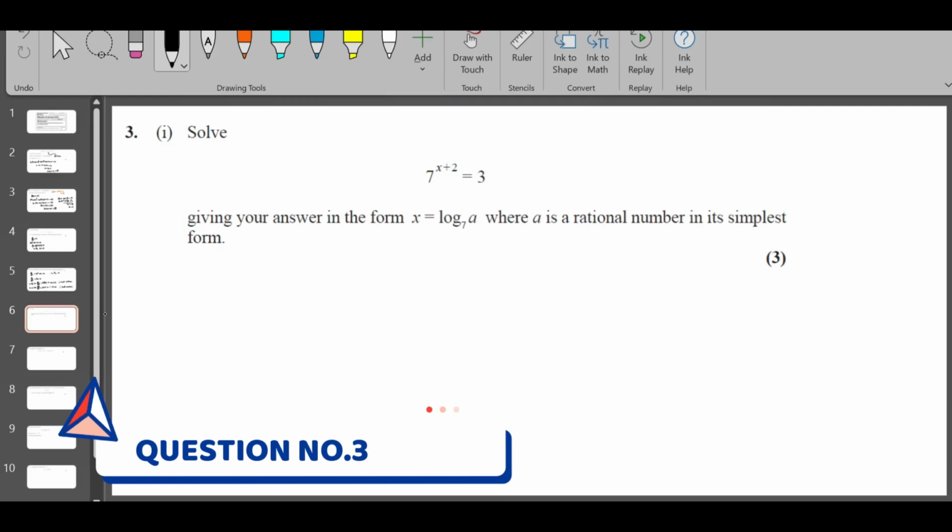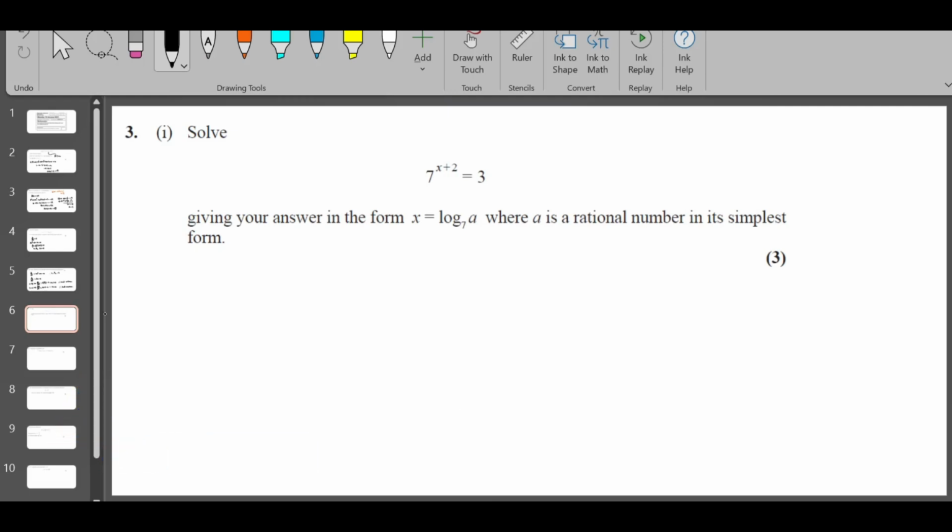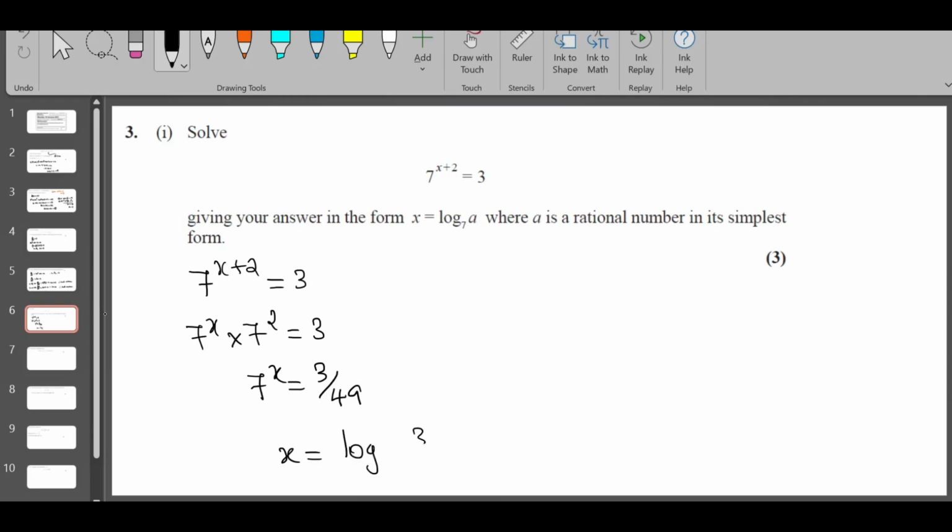Question number 3 now. Solve this equation, write your answer in this format. Okay. 7 to the power x plus 2 is 3. You can write it as 7 power x times 7 power 2 using laws of indices. 7 square is 49, goes to the other side, 3 over 49. Now rewrite using logarithm, you will get x is equal to log of 3 over 49 to the base 7.